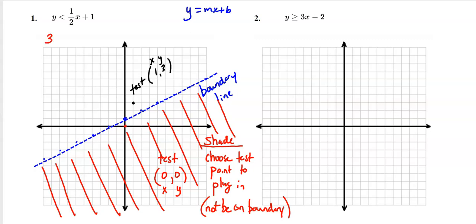Let's try it. So we have 3 less than 1/2 times 1 plus 1. That's 3 less than 1 plus 1, which is 2. And that's false. 3 is not less than 2. So that means I should not shade the side that the 1, 3 is on. None of those ordered pairs on that side are going to work.